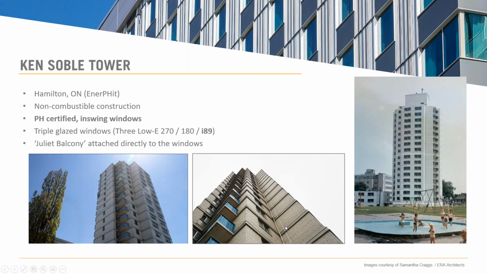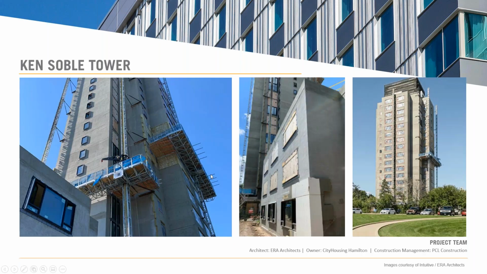So they did exterior insulation and then did triple glazed fiberglass windows everywhere. Got rid of the balconies, but in order to compensate for that loss of exterior space, they needed to add Juliet balconies that were attached directly to the windows. So very cool here. This is with the balconies all removed.